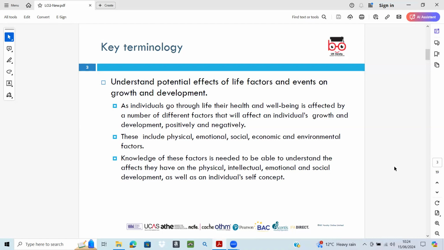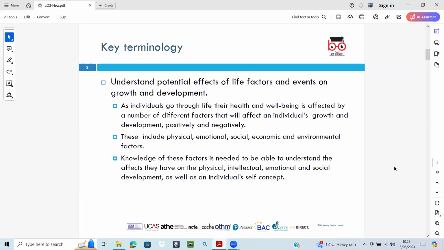Then we have the environmental factors. The environmental factors include the physical and geographical context in which a person lives. If you talk about living conditions, safe and clean living conditions support better health and well-being. Poor housing can lead to health problems and stress.